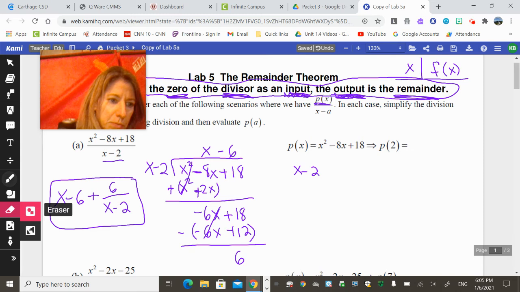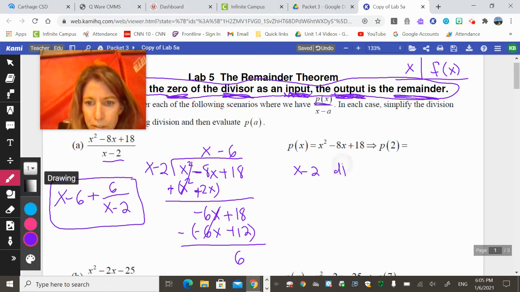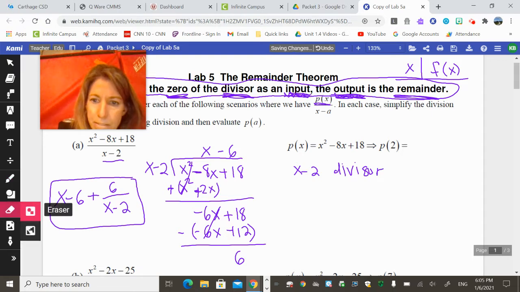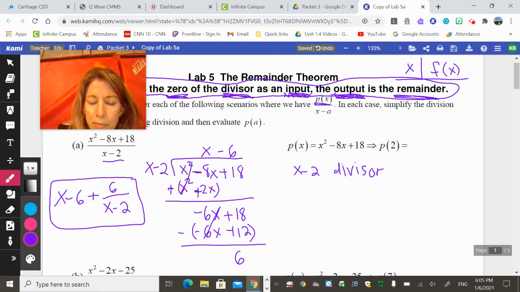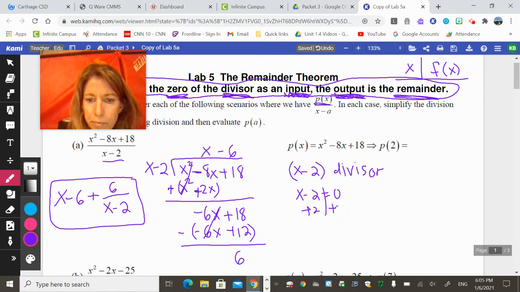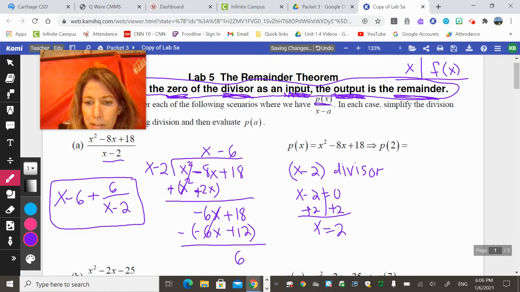I'm just going to label some stuff here. X minus 2 is the divisor. I apologize for this messy handwriting. The zero of the divisor is basically what number we'd have to substitute for x to turn this into a zero. We're used to zeros of factors when we're solving quadratics and we want to find the zero of the factor. We basically just set this equal to zero and we solve. So x equals 2 is going to be my zero.